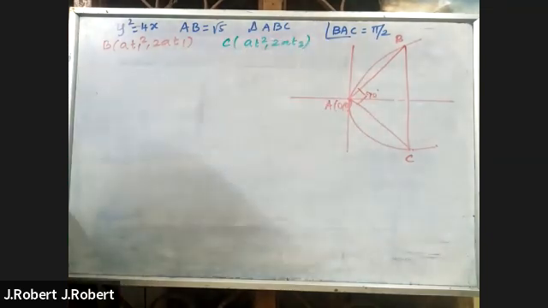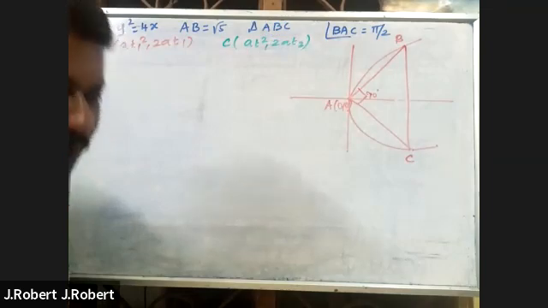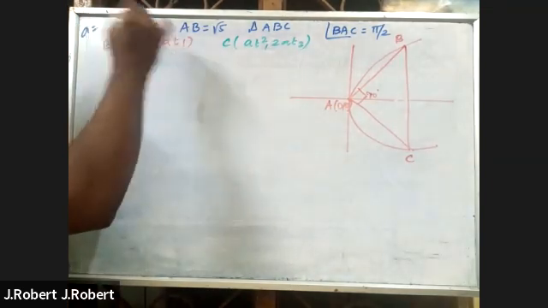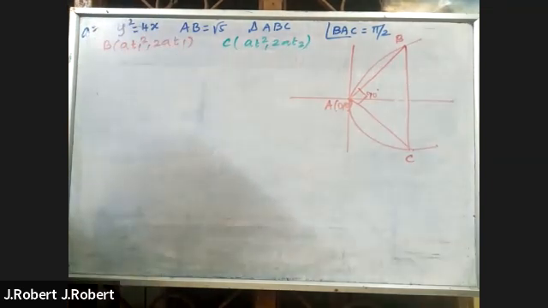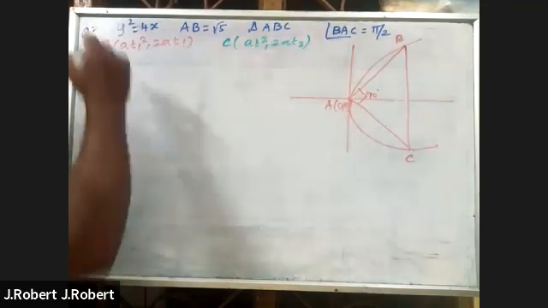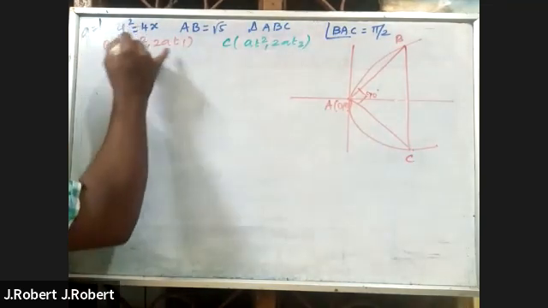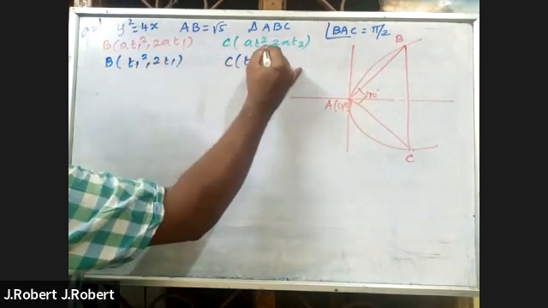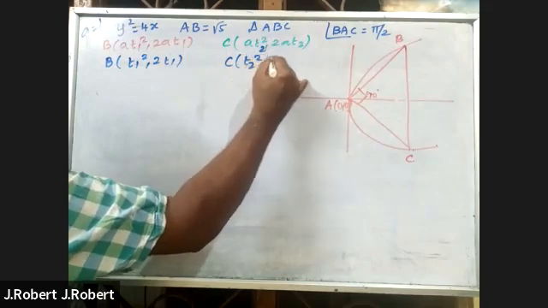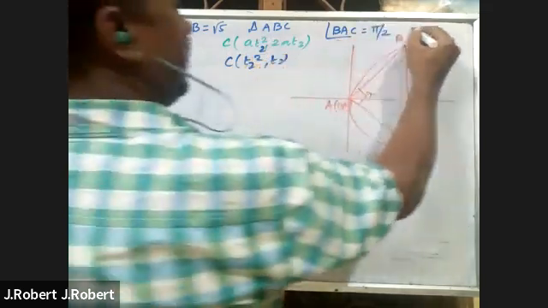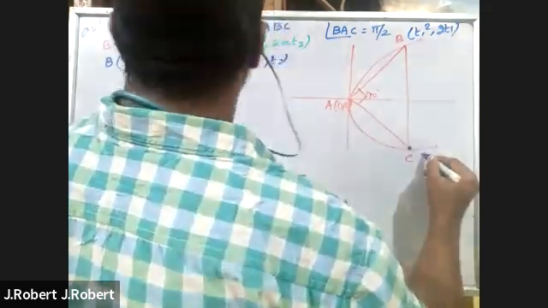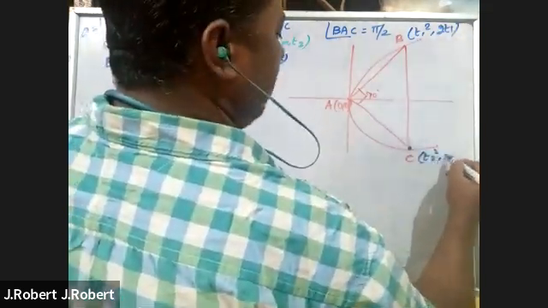Now in this parabola I am going to find out what a is. Can anyone tell me what is the value of a here? This is of the form y squared equals 4ax, so a is 1. Putting 1 for a, the point B becomes (t1 square, 2t1) and the second point C becomes (t2 square, 2t2).